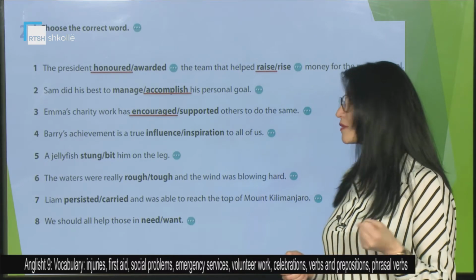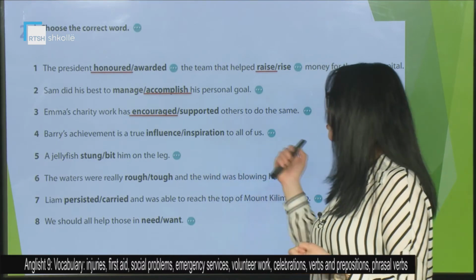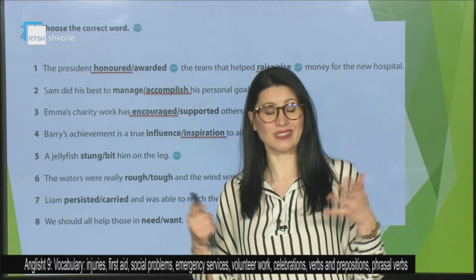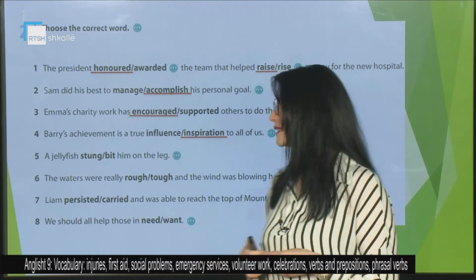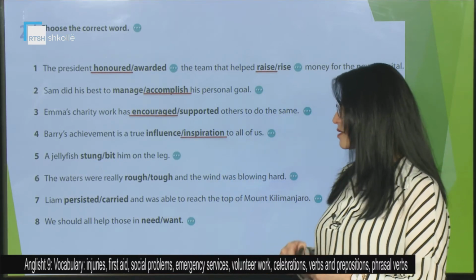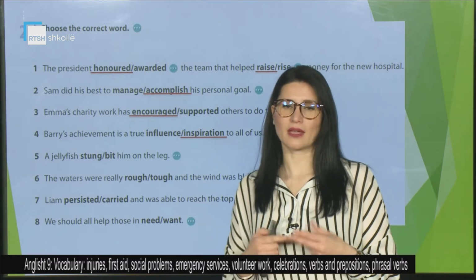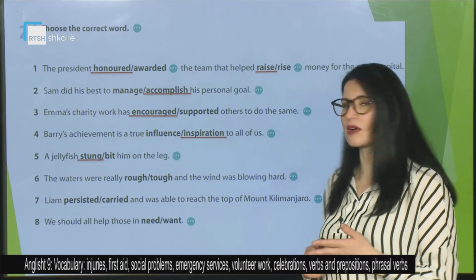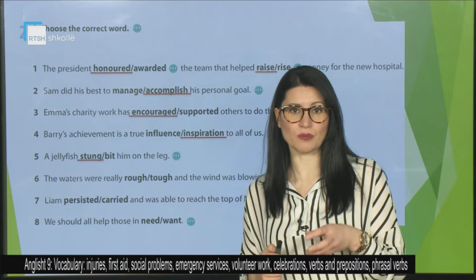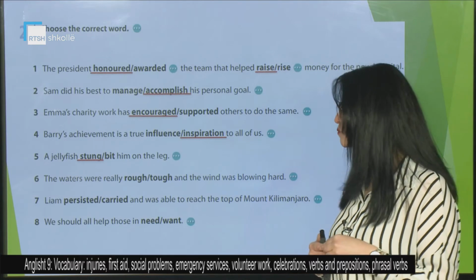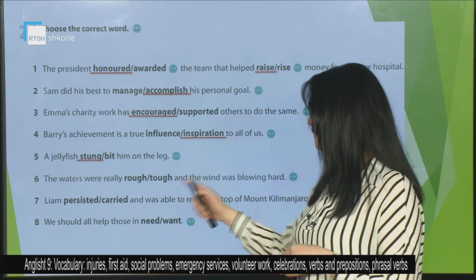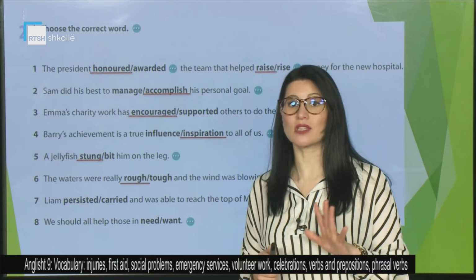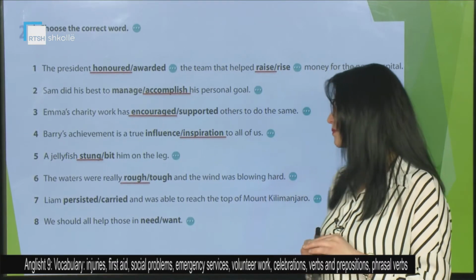Barry's achievement is a true influence or inspiration to all of us. And in this case, we have inspiration, which means to have a great or good influence on somebody. A jellyfish stung or bit him on the leg, and we know that the word here is stung. Yes, it is stung, which means to cause a wound to somebody by stinging. The waters were really rough or tough, and the wind was blowing hard. And it is rough, which means not calm. The waters were not calm.